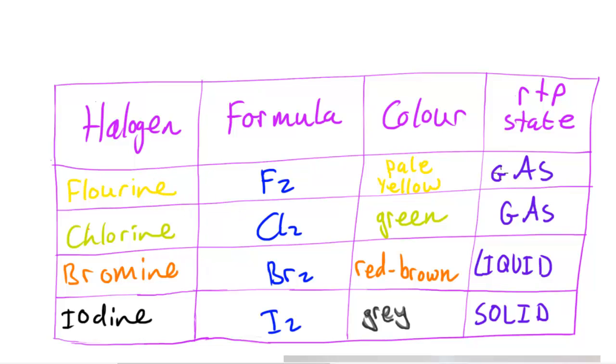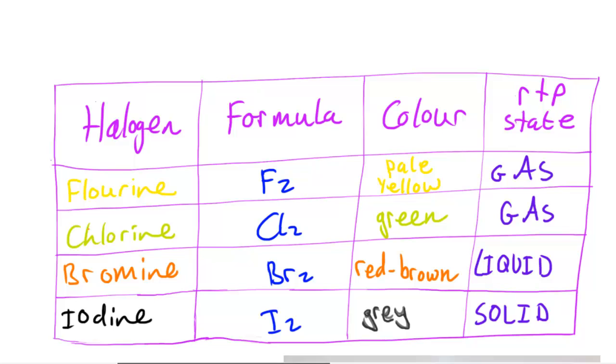Fluorine is pale yellow in color, and at room temperature and pressure, it's a gas. Chlorine is green, so it's slightly similar in color to fluorine, and it's also a gas. And bromine, on the other hand, is reddish brown in color, and it's a liquid at room temperature and pressure. And iodine is gray in color, and it's a solid at room temperature and pressure.